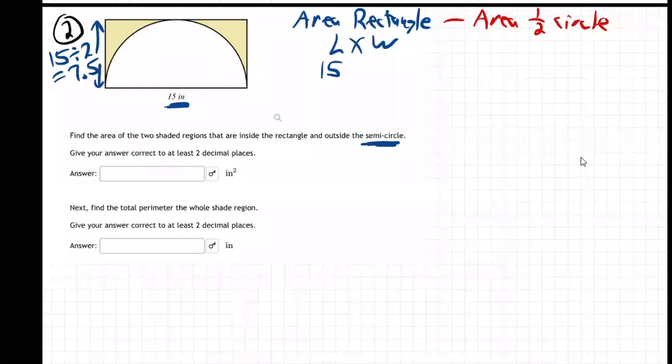So it's 15 times 7.5. And I'm getting 112.5.